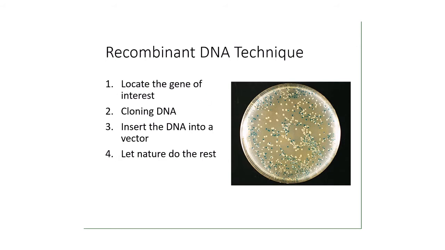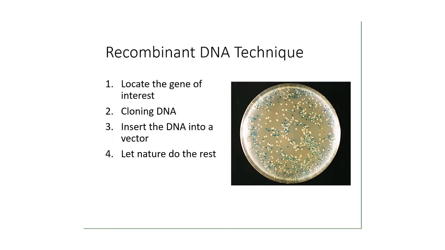We have to know where it is, right? And after finding the location of a gene, the locus of the gene, right, on a particular chromosome, for example, we would have to have a way to clone the DNA. Okay, we have to make many copies of the gene, and then we would have to insert it into a vector, and the vector is responsible for delivering it to, say, the bacteria, and then you basically have to just let nature do the rest.